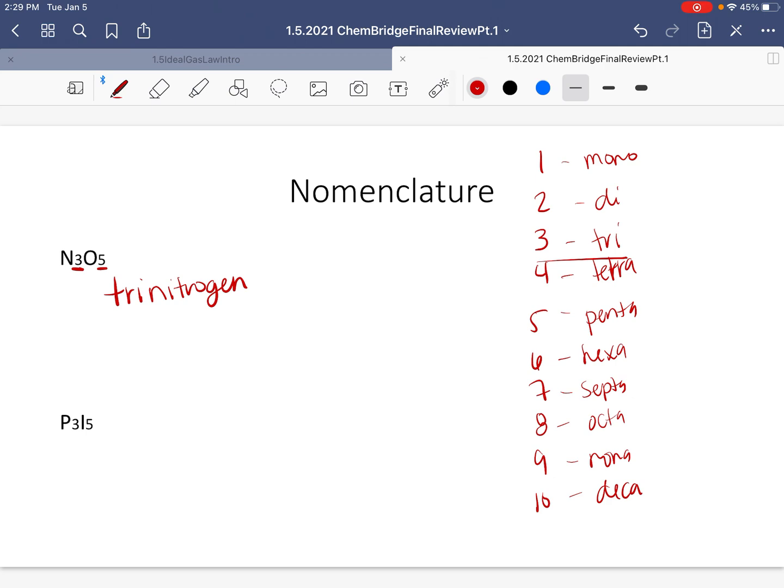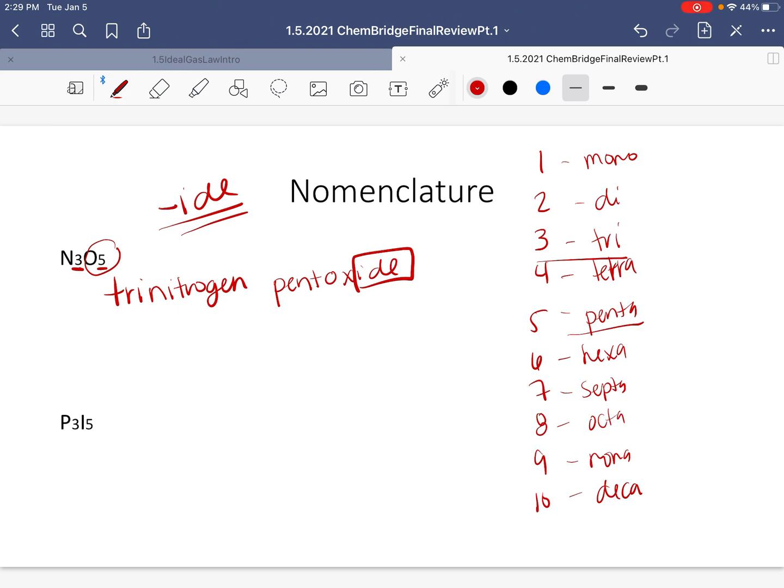It's like when you get married. When you get married, your first name stays the same. So I have tri-nitrogen, but oxygen is going to be a little bit different. I do change the ending to IDE. They got married. You have a new last name, but I have 5 oxygen. So I have pentoxide. You change that ending. So that's tri-nitrogen pentoxide. I'll double check on that one and make sure to give you the correct answer.